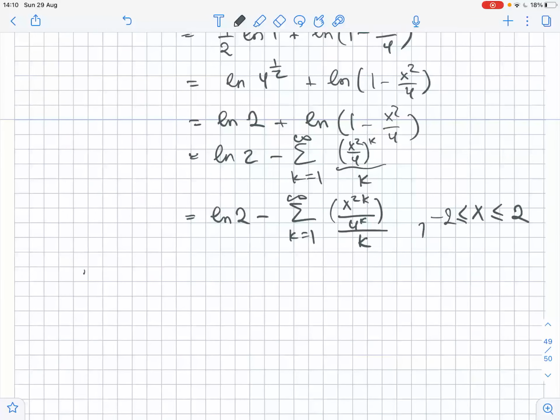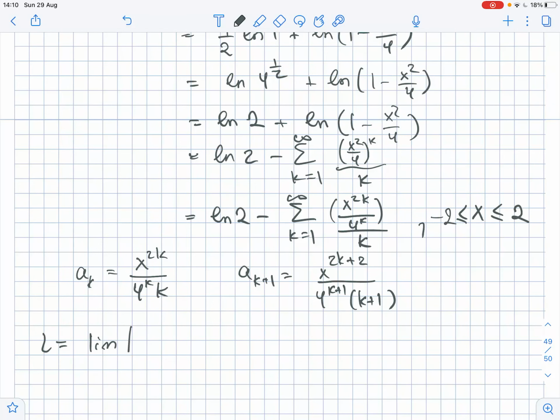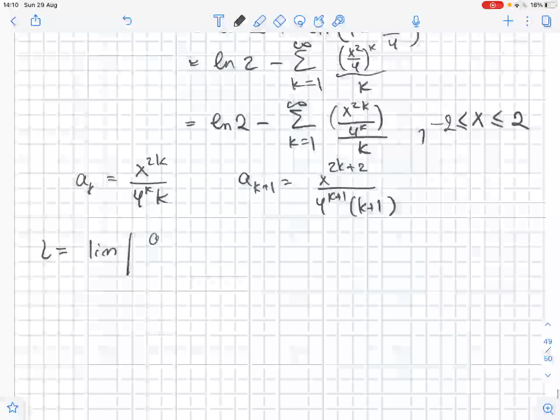So now we use the ratio test to check if the series converges or diverges. To do the ratio test, we look at the general term of this series, which is a k equals x to the power of 2k over 4 to the power of k times k. And a k plus 1 equals x to the power of 2k plus 2 over 4 to the power of k plus 1 times k plus 1.